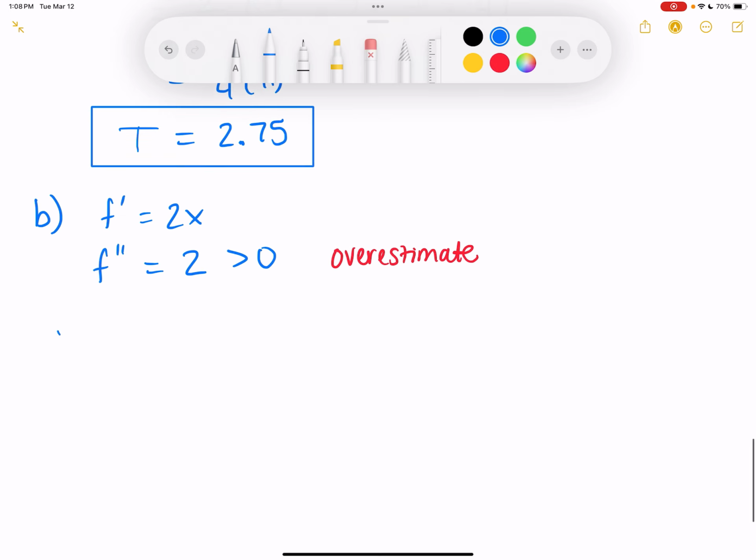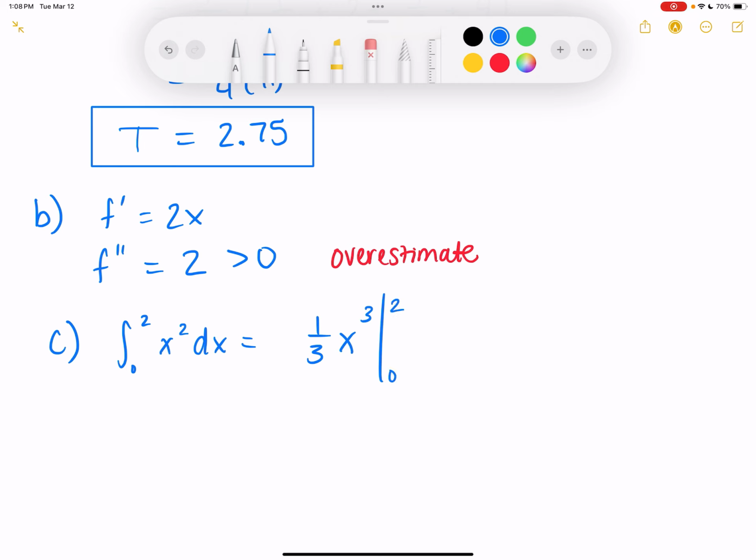All right, part C says find the integral's exact value to check your answer. So the integral from 0 to 2 of x squared dx, we're going to do this one by hand instead of with a calculator. What is the antiderivative of x squared? 1/3 x cubed. So remember, we add 1 to the exponent and then figure out what we need to put in front to cancel it out to get us back where we started. Evaluated from 0 to 2.